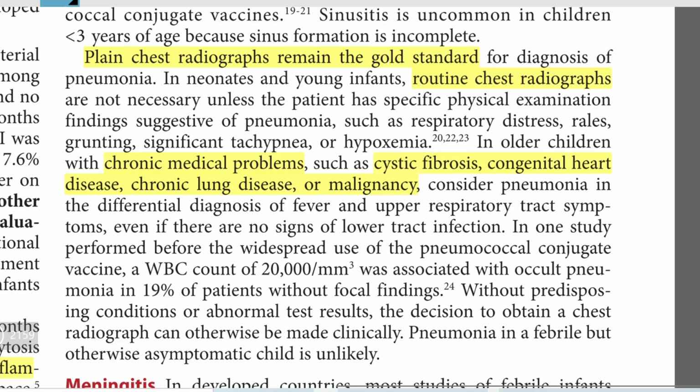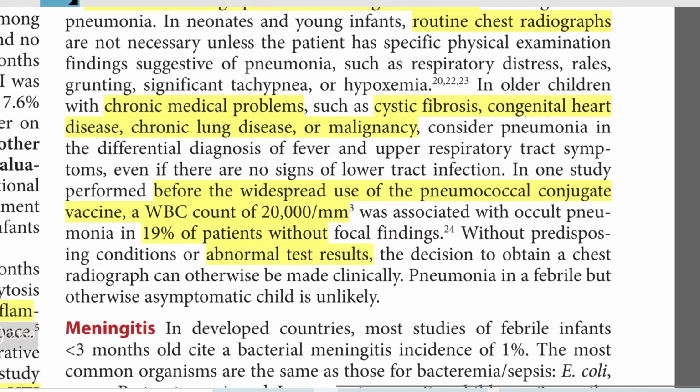Even if there are no signs of lower tract infection, in one study performed before the widespread use of pneumococcal conjugate vaccine, a WBC count of 20,000 was associated with occult pneumonia in 19% of patients without focal findings. Without predisposing conditions or abnormal test results, the decision to obtain a chest radiograph can otherwise be made clinically.